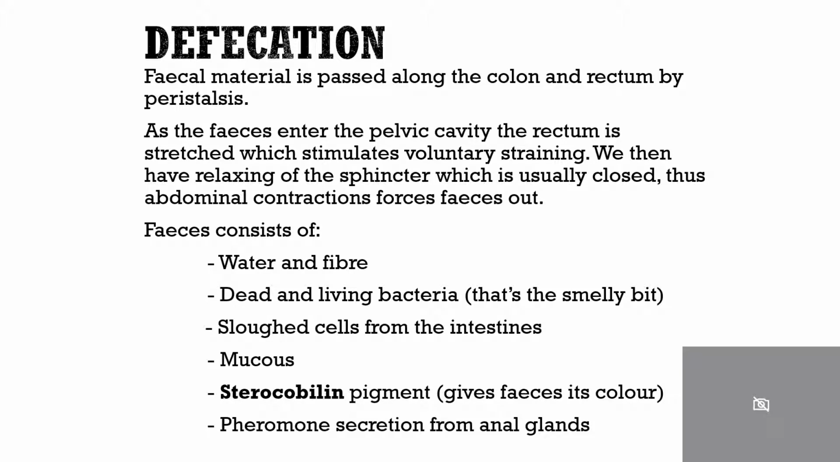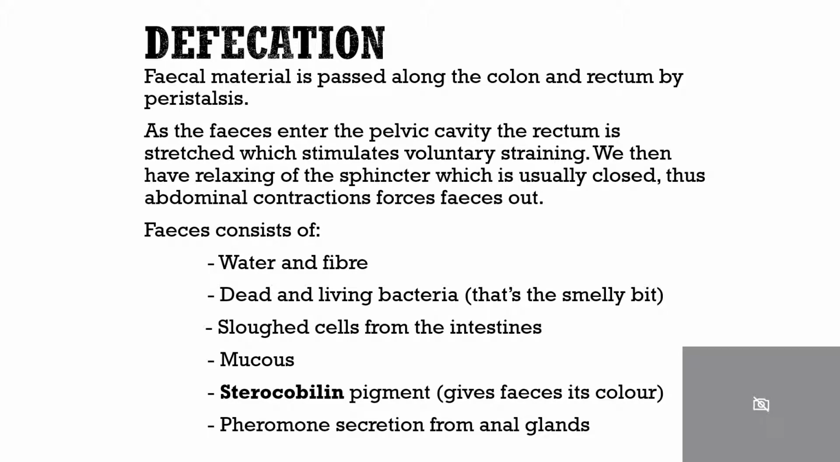Defecation. Fecal material is passed along the colon and rectum by peristalsis. As the faeces enter the pelvic cavity, the rectum is stretched, which stimulates voluntary straining. We then have relaxing of the sphincter, which is usually closed, thus the abdominal contractions will force the faeces out.